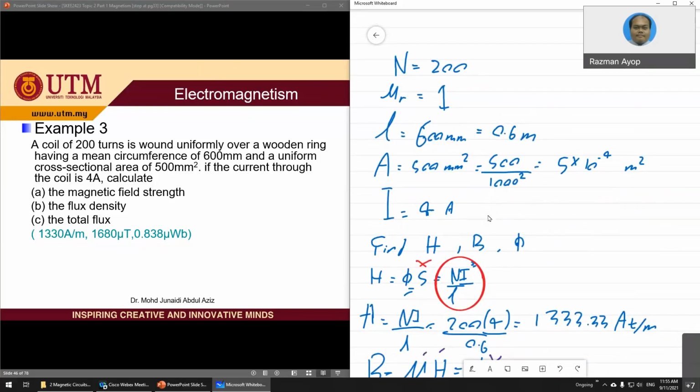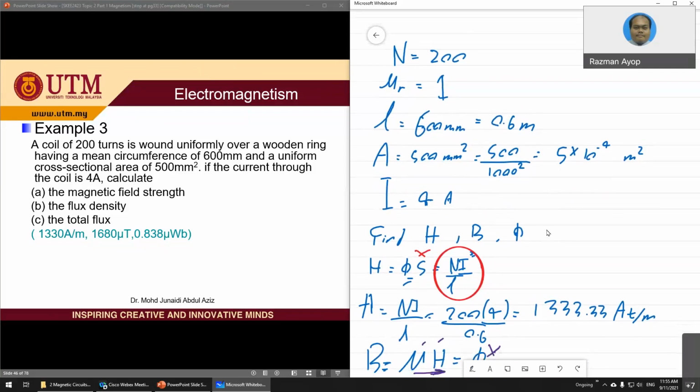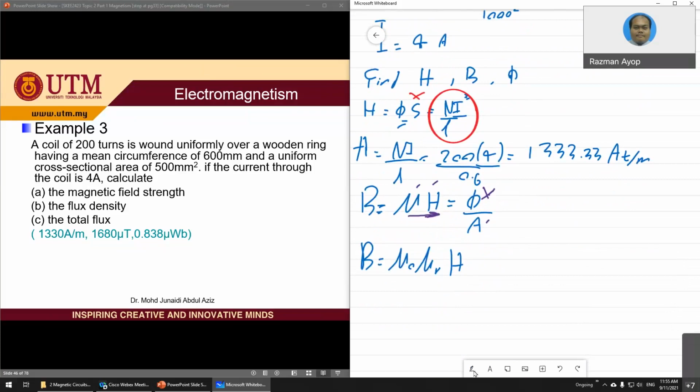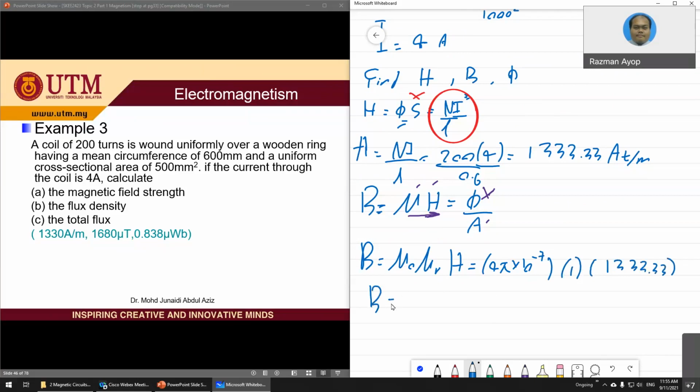and mu naught, okay, mu naught is a constant. Mu R is 1. Okay, and H is this one, so equals to mu naught. Mu naught, you can use your calculator, or you can memorize the constant. 4 pi times 10 negative 7, I think. Okay, and for wooden, remember mu R for insulator is 1, and then H is 1333.33.